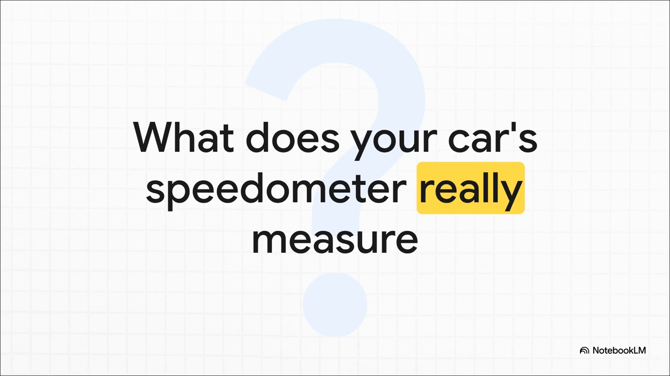You're in your car, you look down at the speedometer. It's telling you your speed. Easy, right? But think about it. What is speed? It's distance divided by time. But whose time? Is it measuring against some clock on the side of the road, or is it using the clock inside your car? Just hang on to that question for a minute.